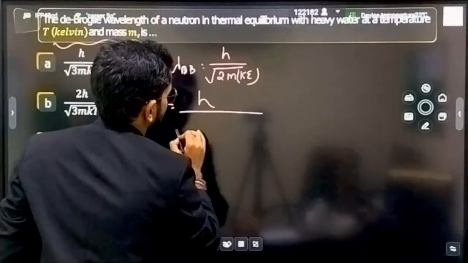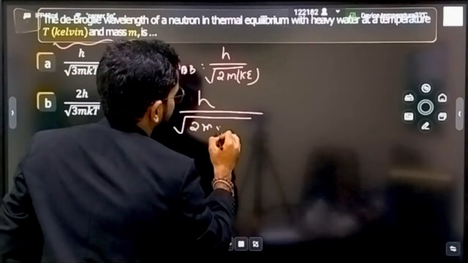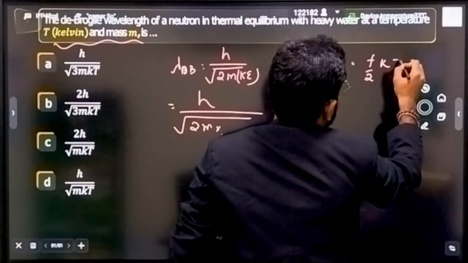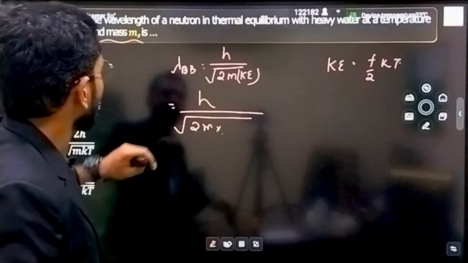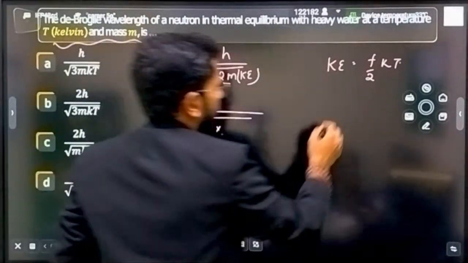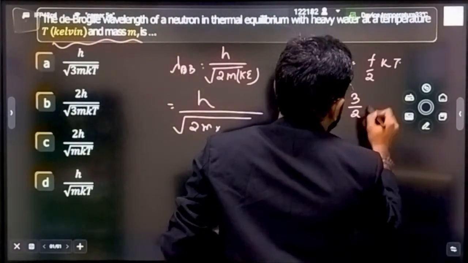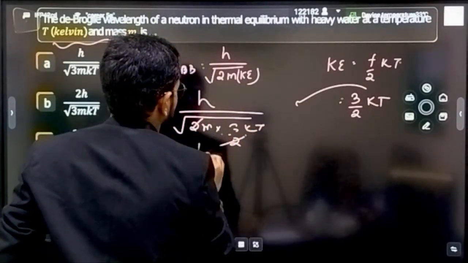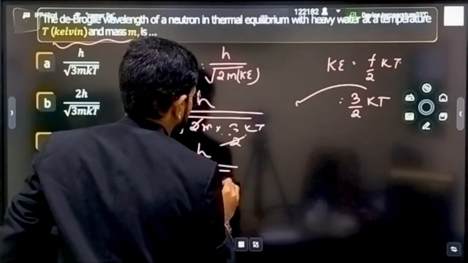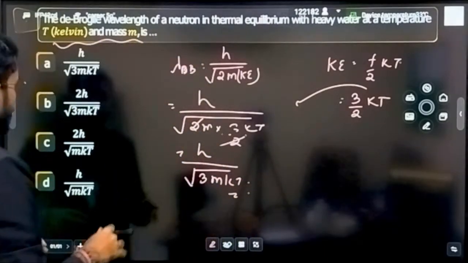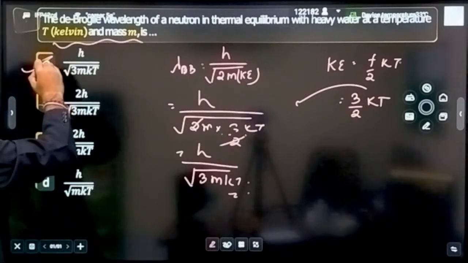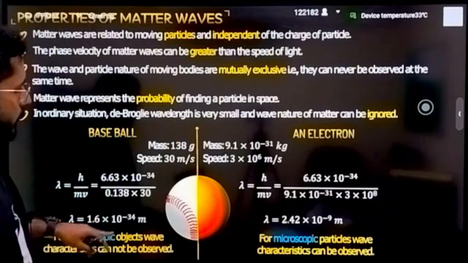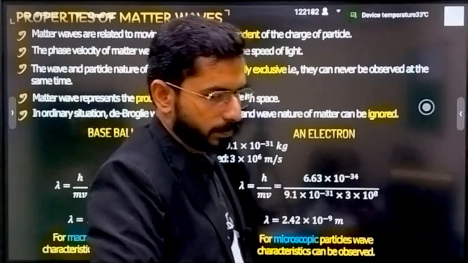So what can we do? H divided by root under 2m into kinetic energy. Kinetic energy can be written using the law of equipartition, if you remember, f by 2 into kT, in terms of kT. Now you are writing for a neutron. For a neutron, the degrees of freedom give 3 by 2 into kT. Now just put it here: 3 by 2 into kT. The 2 cancels. The answer will be H divided by root under 3m kT. Which answer is correct? Option A will be correct. Let's check. Did you understand? Is it clear?